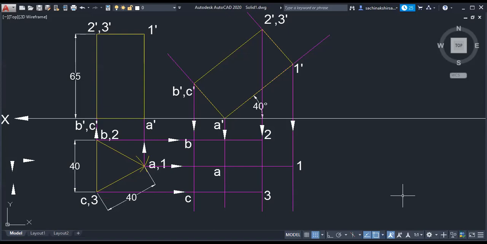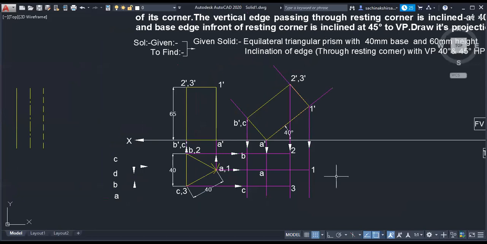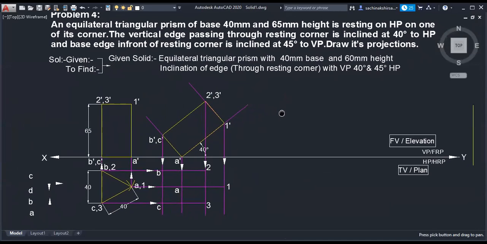What to do now? We have to join points, or join the edges. Before that, one care we have to take. We have to see now which lines will be dark and which will be dotted. That is the most important part.